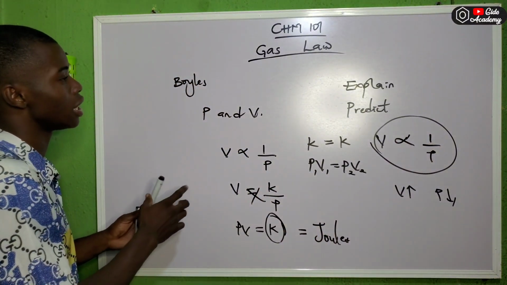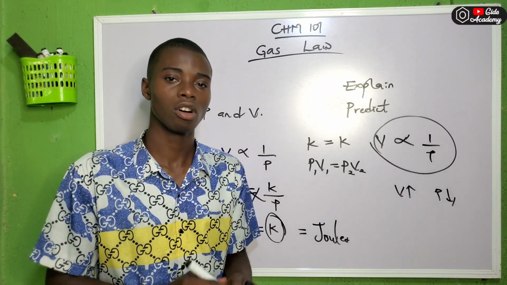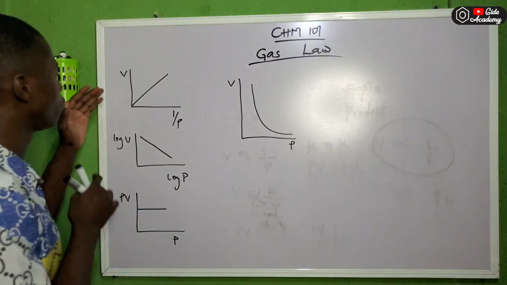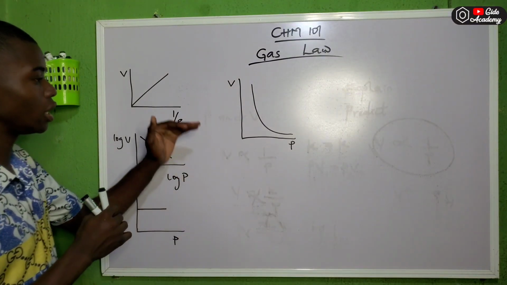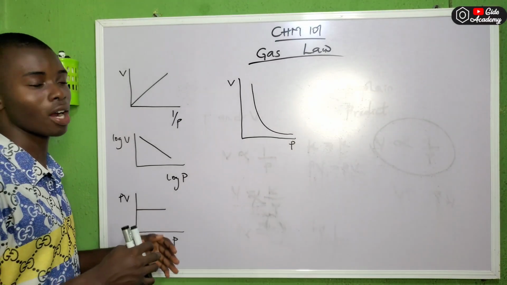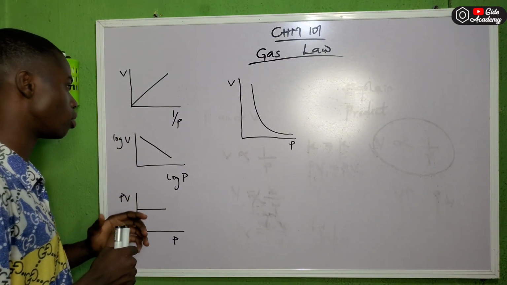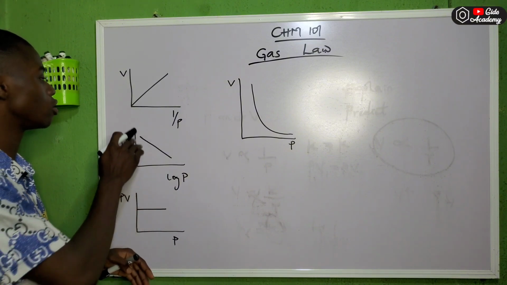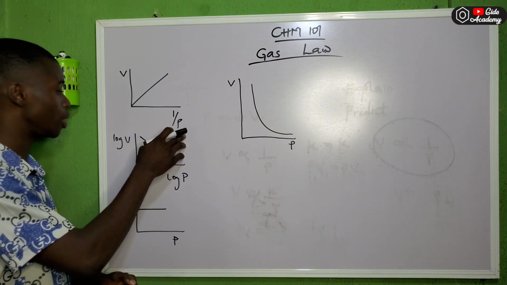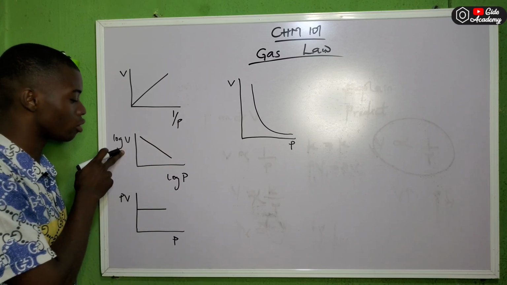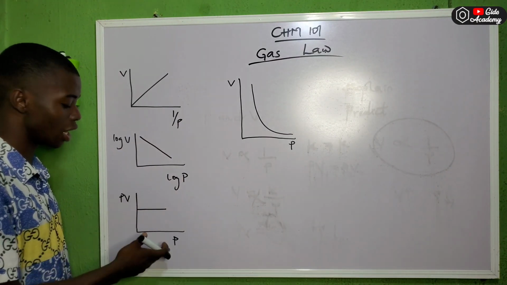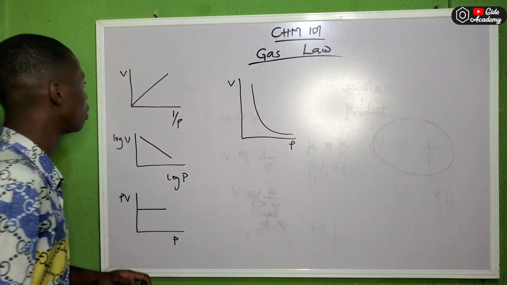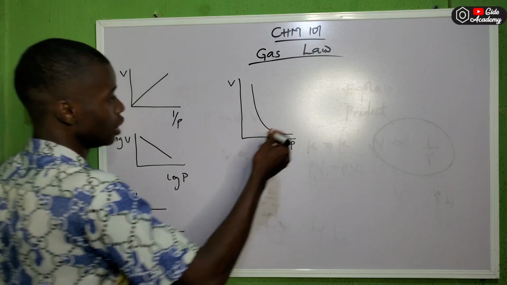The next one we'll be dealing with is the graphical representation of Boyle's law. Figure A, Figure B, Figure C, and Figure D are all graphical representations of Boyle's law. Let me explain this one here. For the vertical axis, we have volume, while for the horizontal axis, we have the reciprocal of pressure. Here we have log V and log P. We have PV here and P. Then here we have volume and pressure.